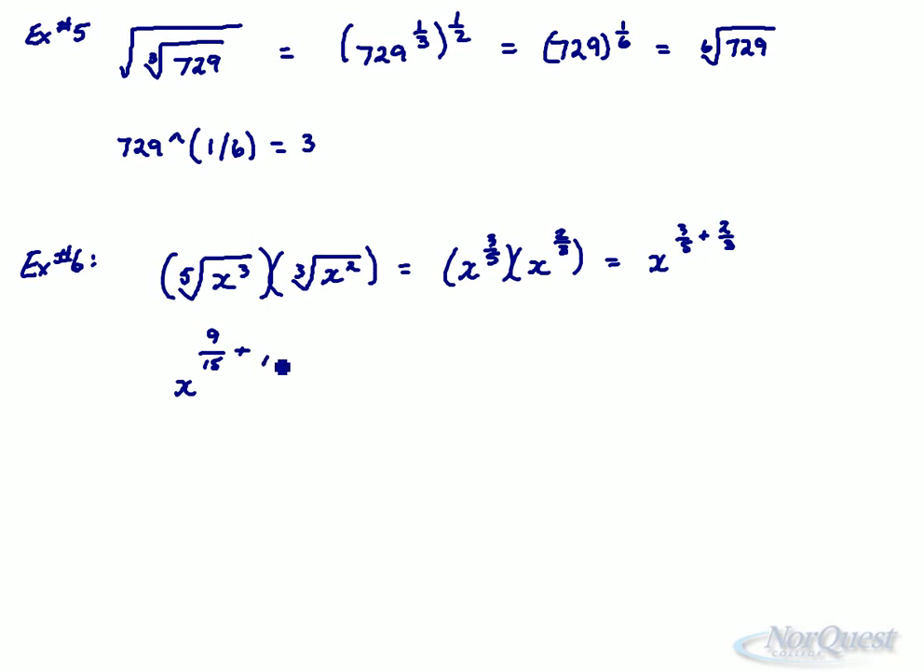2/3 will be 10/15. So our final answer here is x to the power 19 over 15. With rational exponents, you will see fractions in exponential form. For example 7, we're going to start to look at simplifying a few terms now.